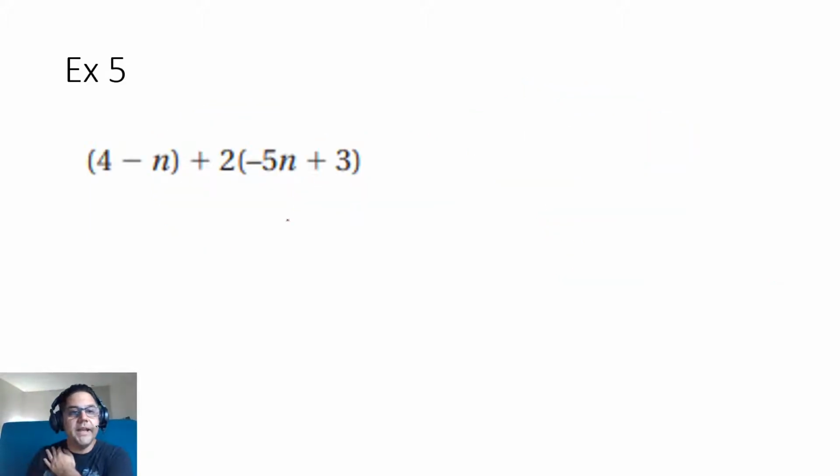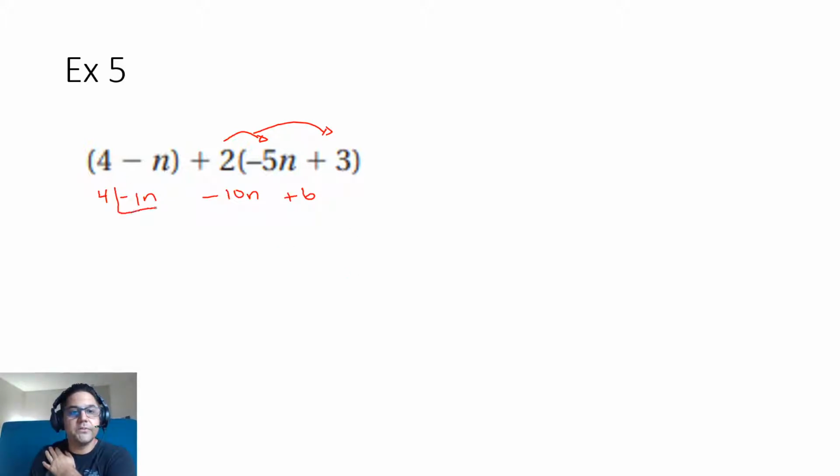All right, this one right here, again, my preference is horizontal. So 4 subtract n stays the same. We can write a 1n though. 2 multiplied by negative 5n gives me negative 10n. And 2 multiplied by 3 gives me a 6.